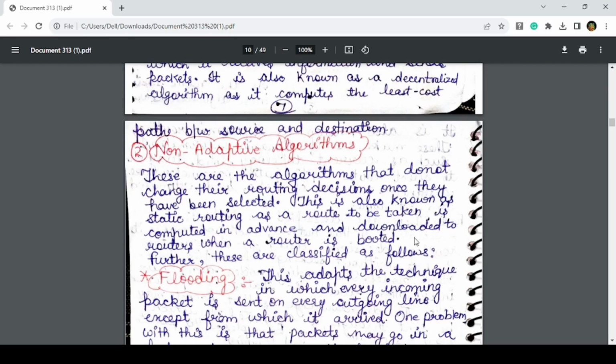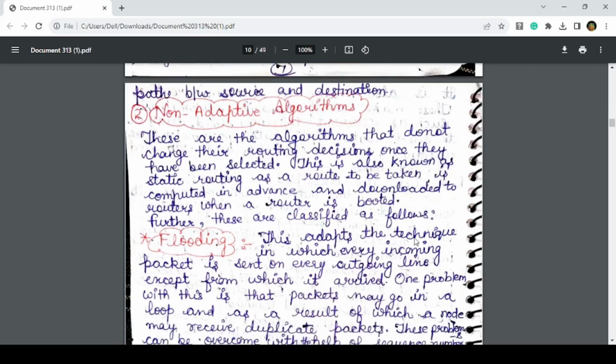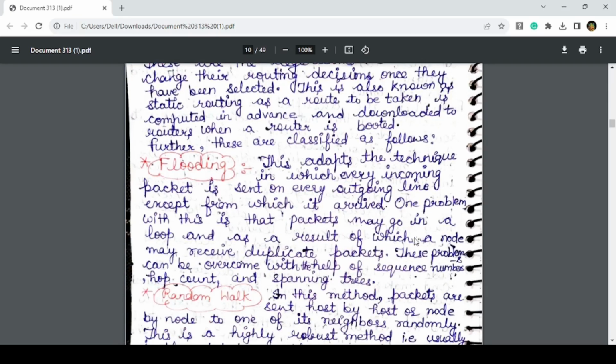Further, these are classified as follows. First, flooding. This adopts the technique in which every incoming packet is sent on every outgoing line except the one from which it arrived. One problem with this is that packets may go in a loop, as a result of which a node may receive duplicate packets. And these problems can be overcome with the help of sequence numbers, hop count and spanning trees.